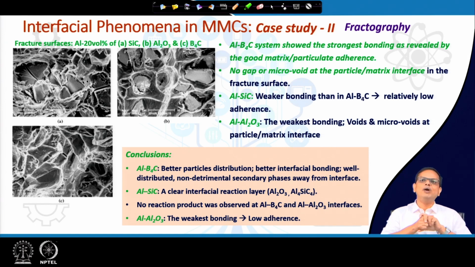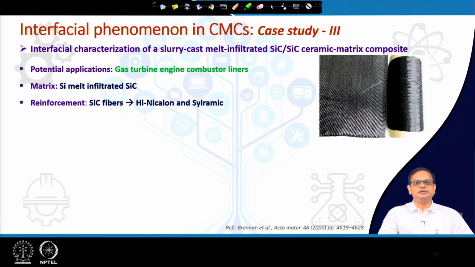So, this is one nice example which teaches us how we should look at the interface, how we should characterize the interface, what are the things we should look for when we try to characterize or understand the interface in a metal matrix composite material. All right. So, with that let us go to the next example.